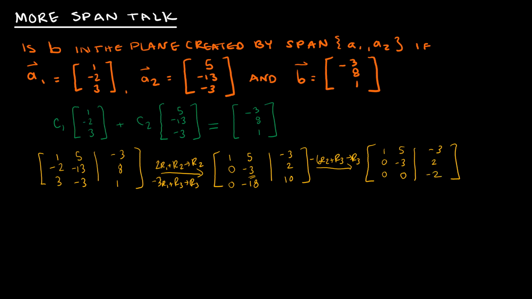And here's where we have an issue, because remember what this is saying is that 0 equals negative 2, which of course is not ever going to be the case. So this essentially tells us that this vector equation has no solution, or that B is not in the span A1, A2. So it says, is B in the plane created by the span? And of course, the answer is no.